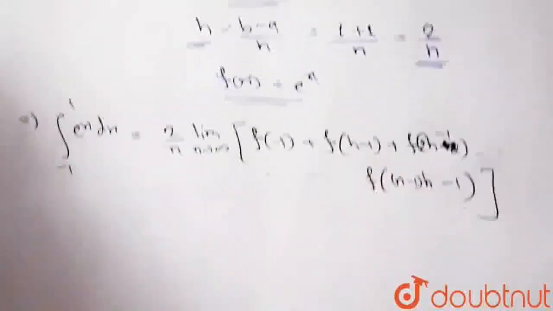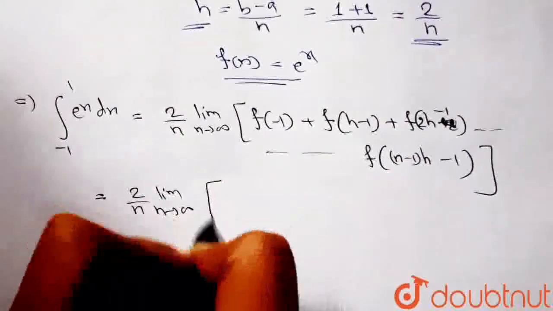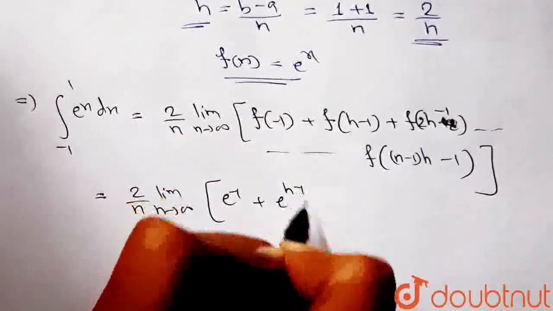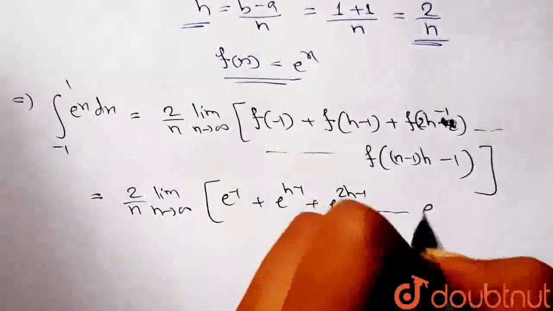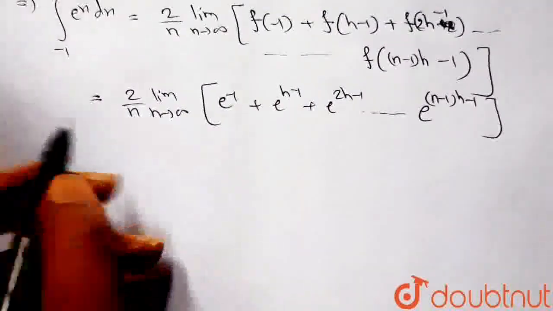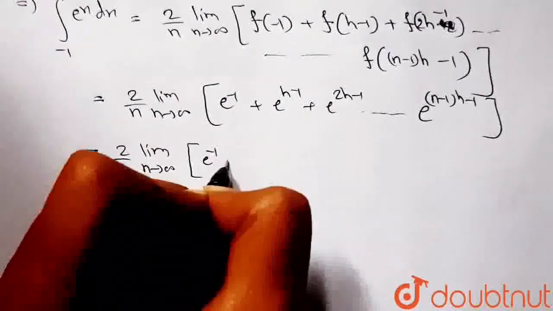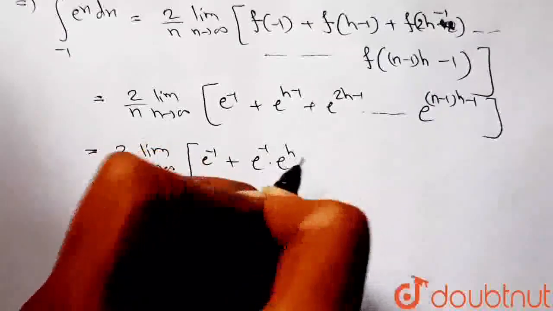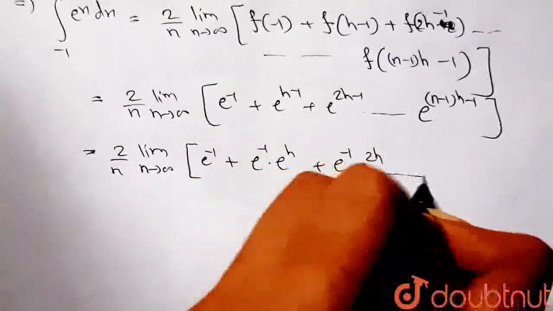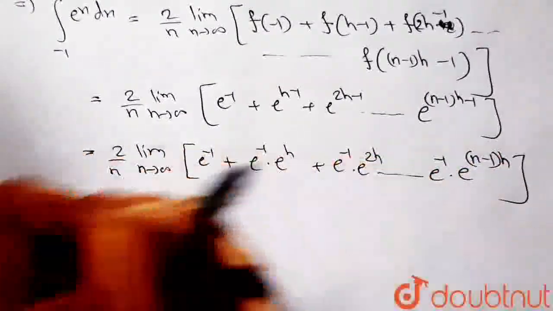Okay, so this will finally become 2 by n, limit n tends to infinity, f of minus 1, that will be e to the power minus 1 plus e to the power h minus 1 plus e to the power 2h minus 1 up to e to the power n minus 1 into h minus 1. Okay, now I can write this as 2 by n, limit n tends to infinity, e to the power minus 1 plus e to the power minus 1 into e to the power h. This can be written like this. Similarly, this will become e to the power minus 1 into e to the power 2h up to e to the power minus 1 into e to the power n minus 1 into h, right?